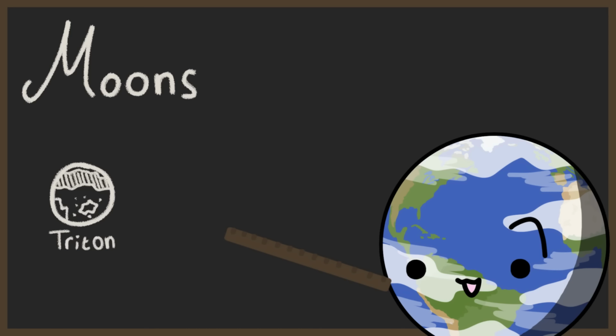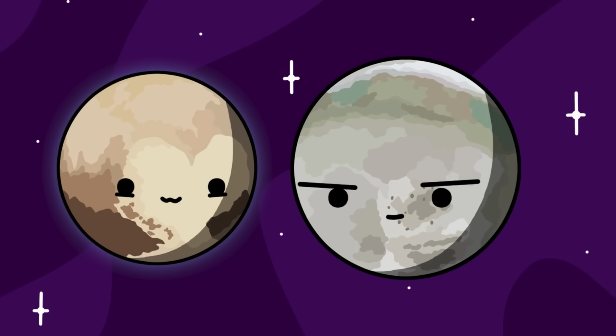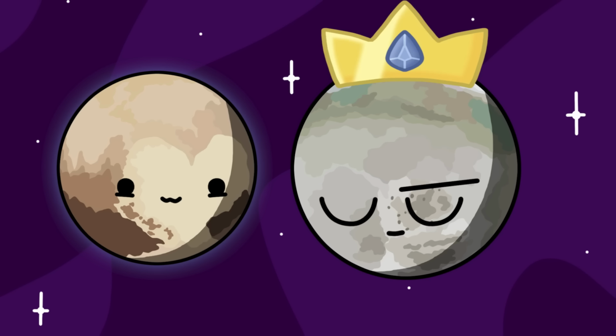Triton also has a similar composition to that of Pluto, which only serves as more proof that they share a common origin in the Kuiper Belt. Because it is slightly larger than Pluto, Triton actually used to be the largest dwarf planet in the Kuiper Belt.